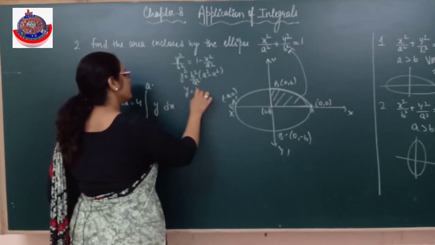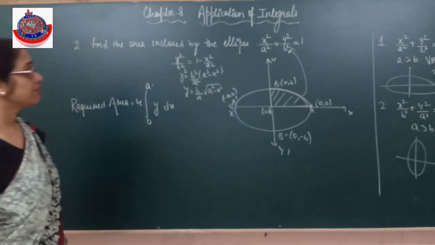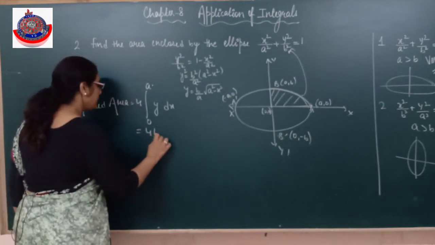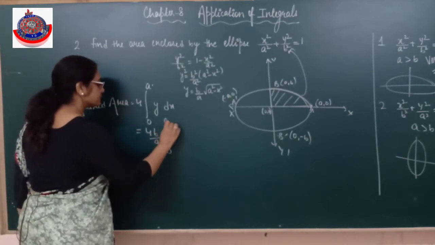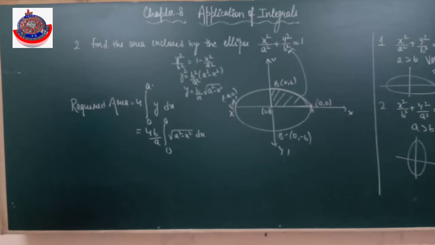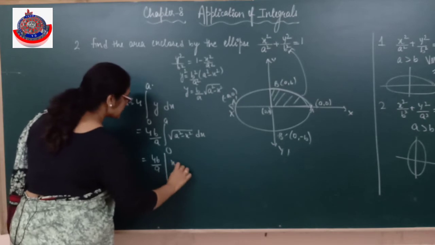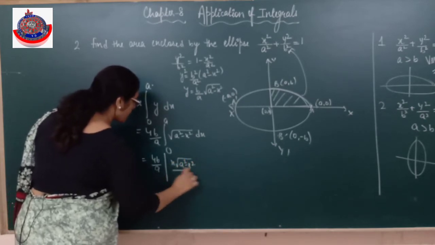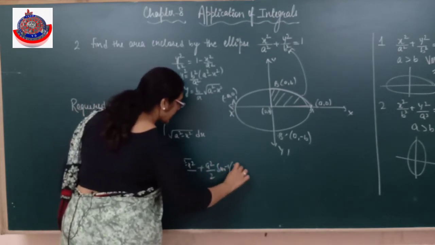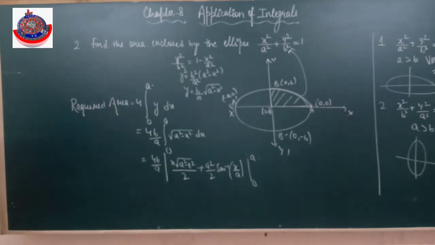So y is equals to b by a under root a square minus x square. Is it clear? Put the value. b by a, as a constant, it will go out. I told you this formula will only be coming: x under root a square minus x square by 2 plus a square by 2 sine inverse x by a.